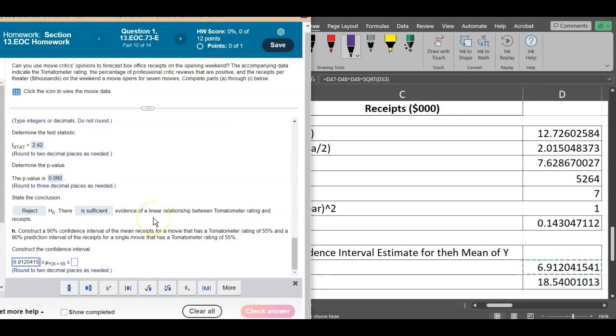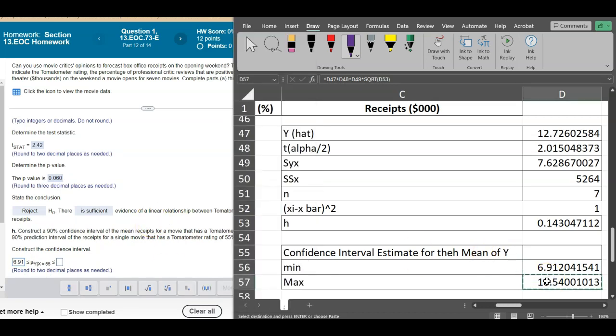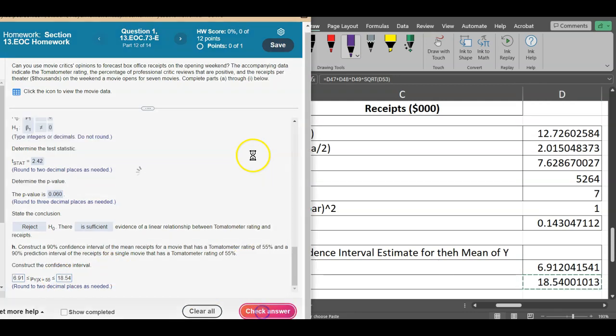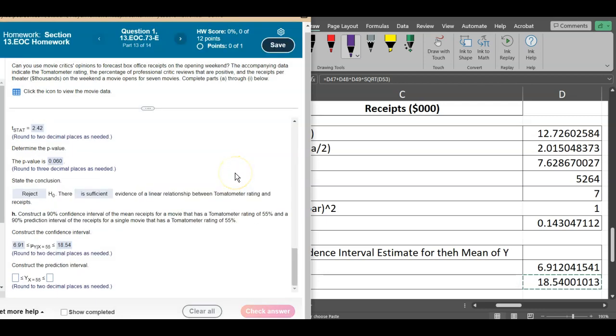So we're going to plug them in. You want to round to 2 decimal places. The second value should be this one. And again, round to 2 decimal places. Good. All right, so we stop again here and we get back with the prediction interval.